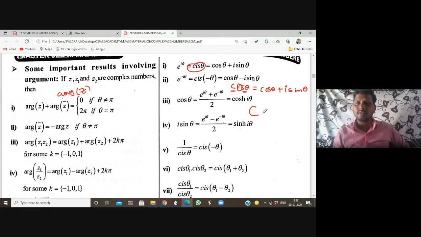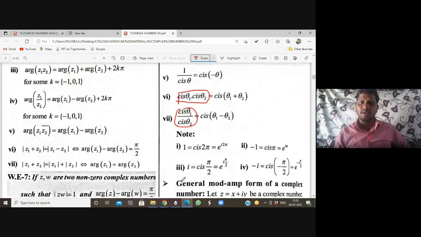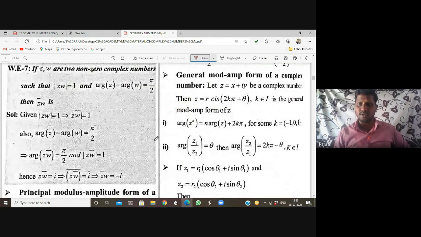Understood? Cis theta is a shortcut way of writing cos theta plus i sin theta. Instead of writing cos theta plus i sin theta, they have taken cis theta. Cis of minus theta means cos of minus theta plus iota times sine of minus theta. That is the meaning of cis. Here cis theta 1 into cis theta 2, cis theta 1 by cis theta 2, we can write in the shortcut method.